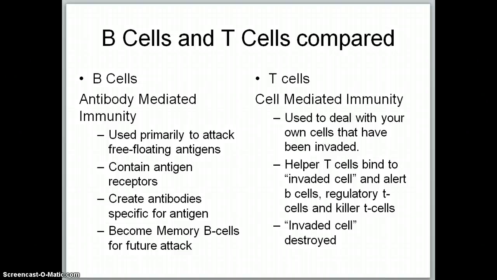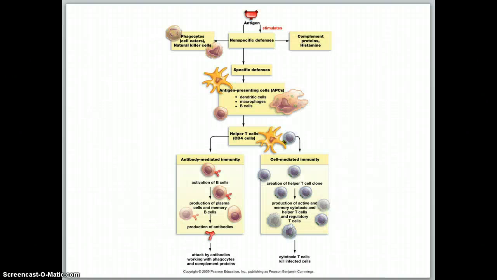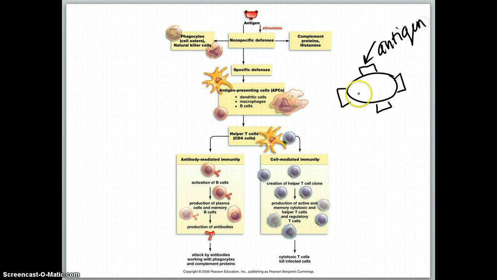So let's look at a picture of how this all happens. So say an antigen enters your body. Okay, this antigen, or pathogen, has antigens on the surface. So here's the antigens. This pathogen could be a virus, it could be a bacteria. It's going to have those surface protein carbohydrates.